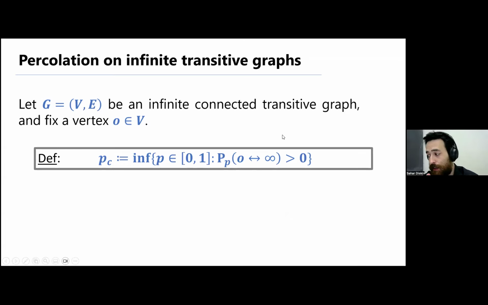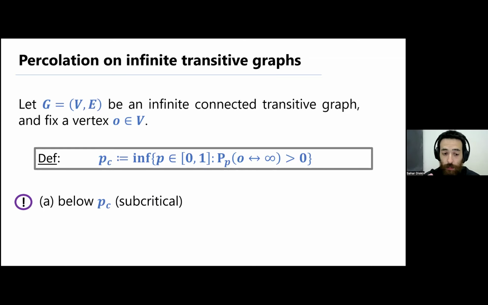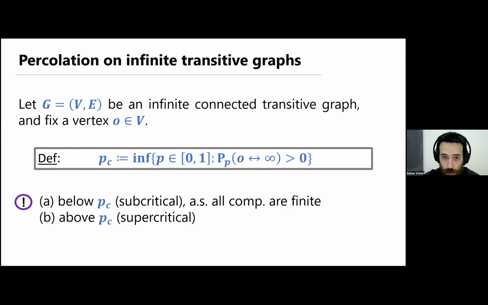And this is exactly the point of this phase transition that we saw before. So for any parameter below p_c, we call it subcritical. And almost surely, that is with probability 1, all the components are finite if I do percolation on this graph. And above it, this is what we call the supercritical regime.